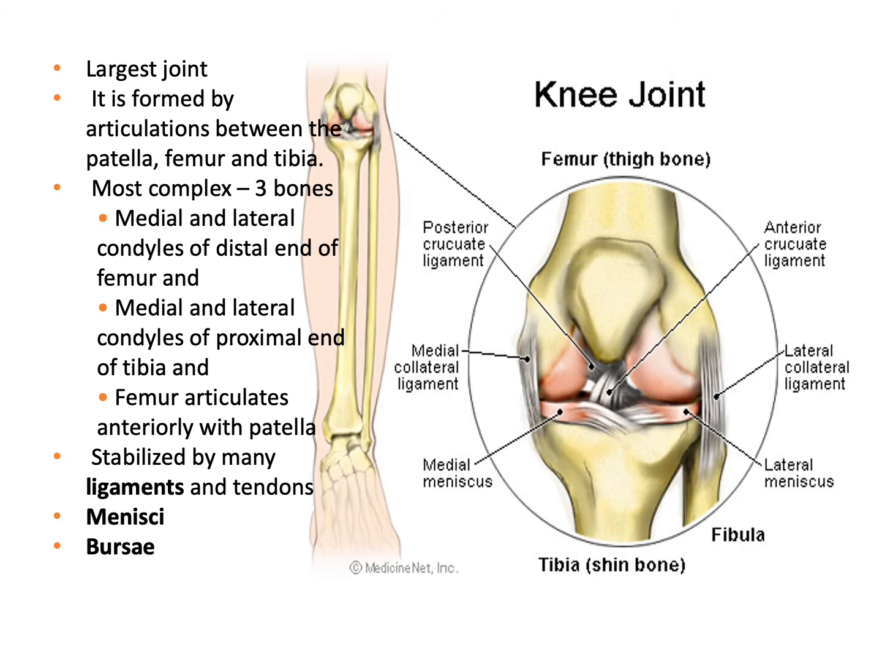Knee joint is the largest joint in your body, and it is also the most complicated. Knee joint has 3 bones: femur of thigh, tibia of leg, and a sesamoid bone, patella, in the front, anteriorly. Many ligaments, cartilage pads called menisci, and synovial fluid-filled membranous sacs called bursae.